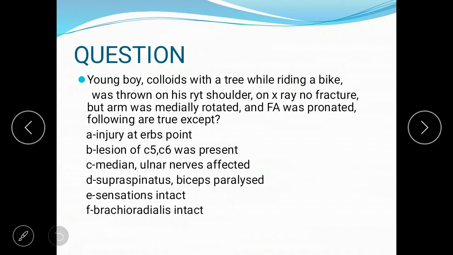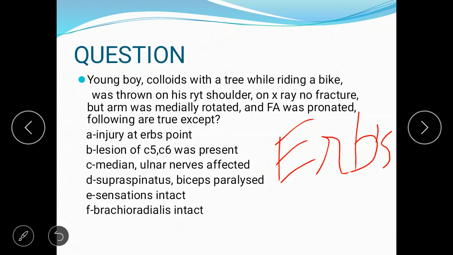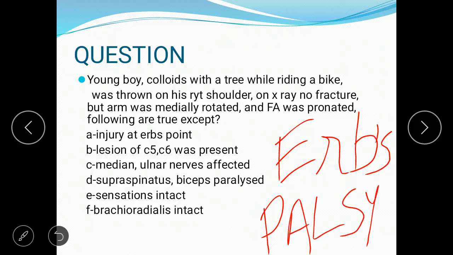Now see this question. In this question I will be marking the important points. The boy collides, then no fracture on x-ray, arm was medially rotated and forearm was pronated. So first you have to think what injury could be there, okay. This is a typical presentation of Erb's palsy. Now I will be discussing Erb's palsy with these points. It will be covering the whole of Erb's palsy and axillary nerve and musculocutaneous nerve basically. Then I will also tell you how to remember all these.